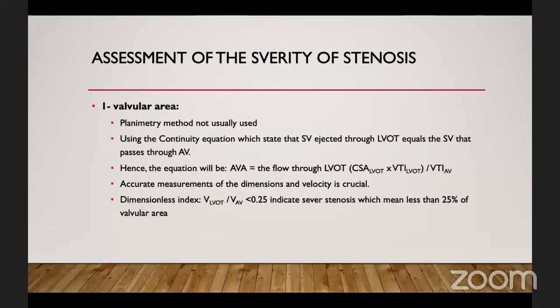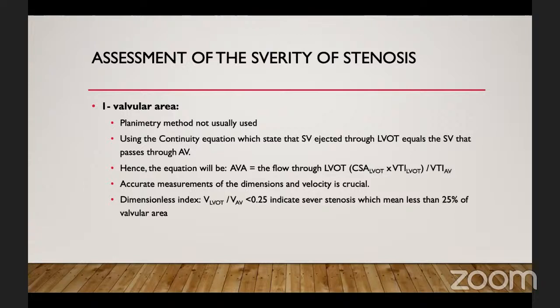For the severity of the stenosis, as we said for the mitral valve, we will use the valvular area. The planimetry method is not usually used in the aortic valve, because it's actually very difficult most of the time, especially in a heavily calcified valve, to get a good image to assess that area. Most of the time we use the continuity equation.